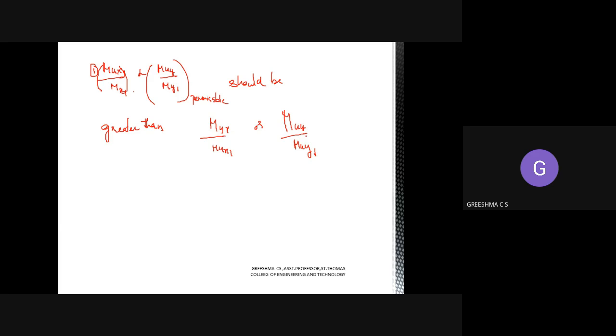The first check is that the permissible Mux divided by Mux1 or Muy divided by Muy1 should be the greater value when compared with the Mux divided by Mux1 or Muy divided by Muy1. This is the value you are getting from the IS code. So the value referred from the IS code should be greater than the moment ratio that is developing in the column. How to refer the value is the next thing.